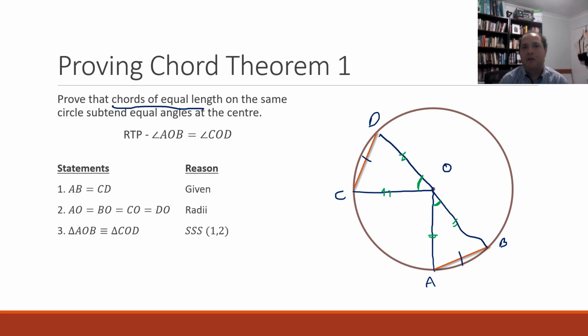Now that we've proved congruence, we can say that corresponding angles are equal. The corresponding angles are AOB and COD. Those angles are equal because they correspond, and we've already proven congruency in line 3. So because those angles correspond, they must be equal, which is what we were required to prove. QED.